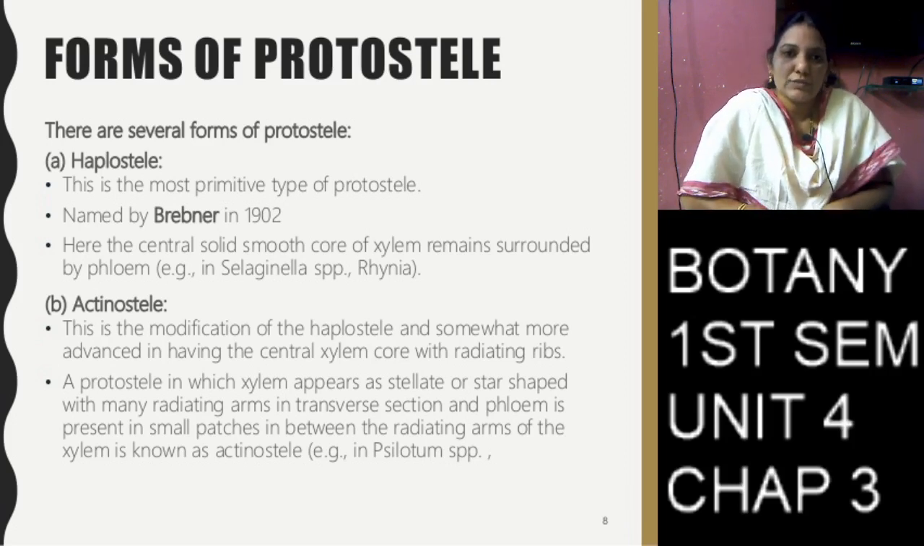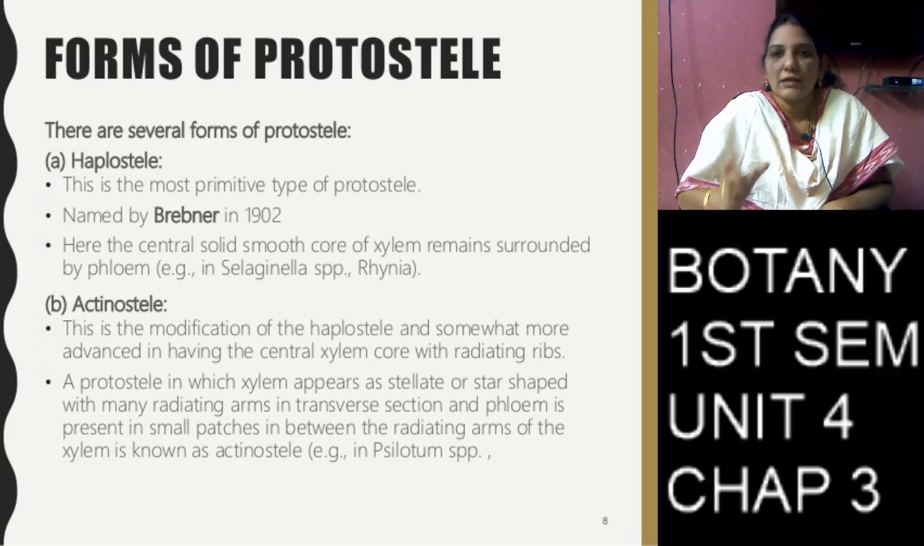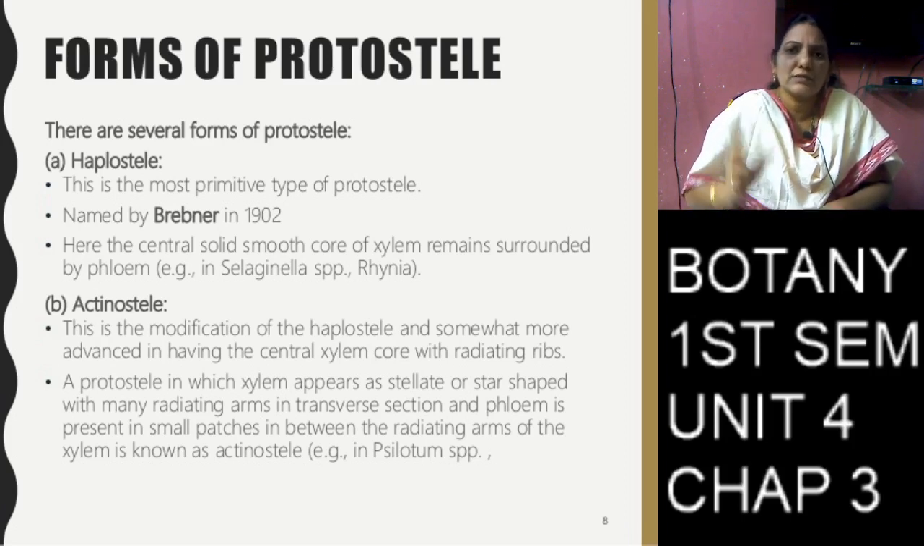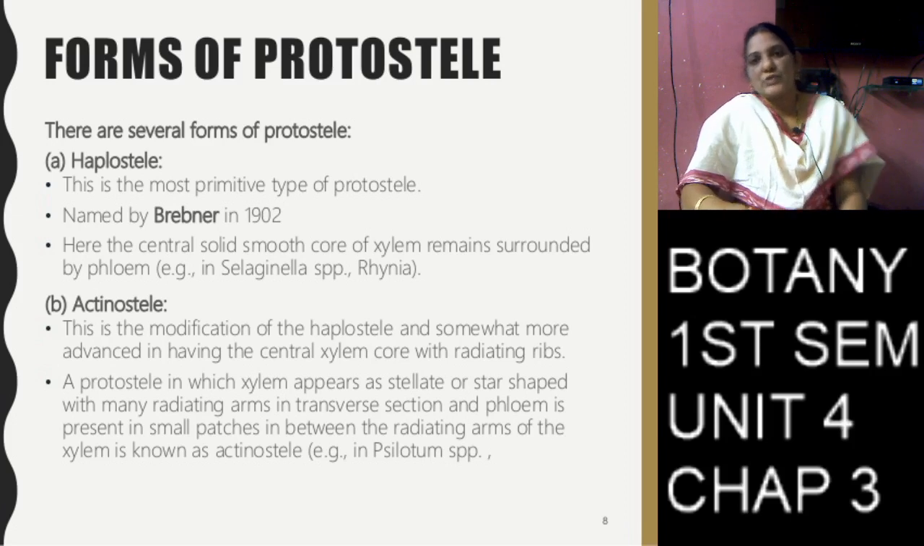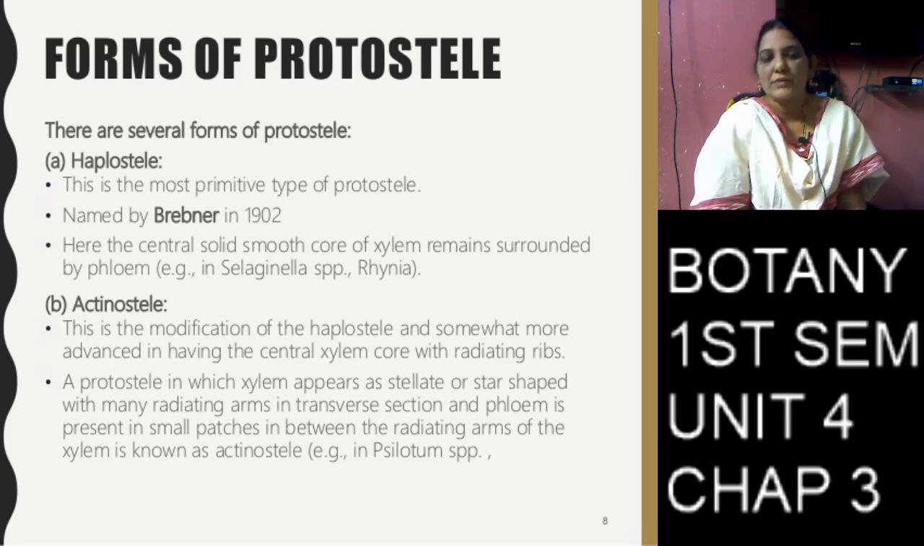Then actinostele. The actinostele, we already learned in the Lycopodium life cycle. So here actinostele means the xylem is in a star-shaped structure. The xylem is present in the middle of the stele and the phloem covers the xylem. So the star-shaped xylem is covered by the phloem. This type of stele is called actinostele.